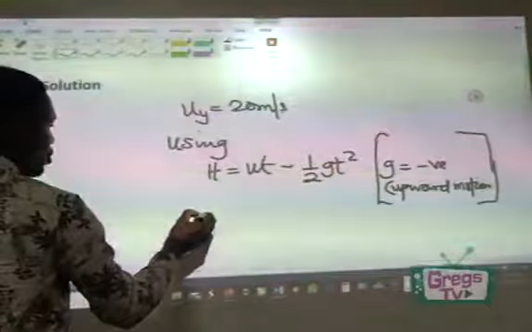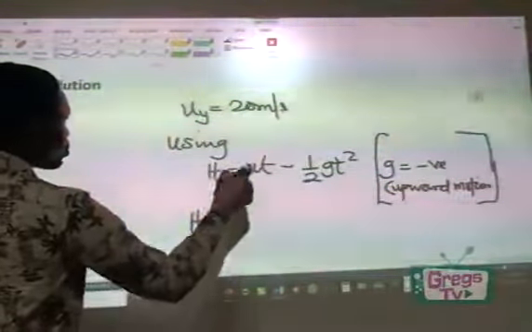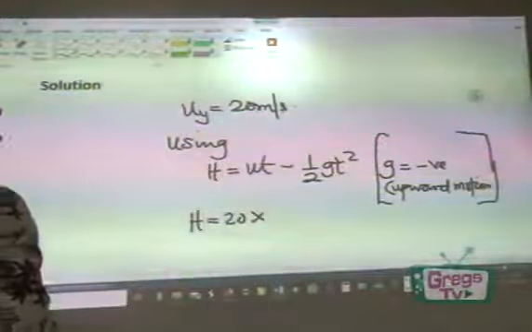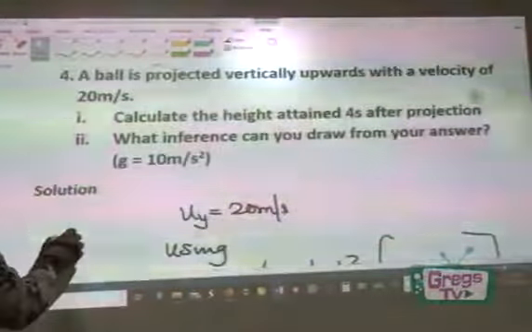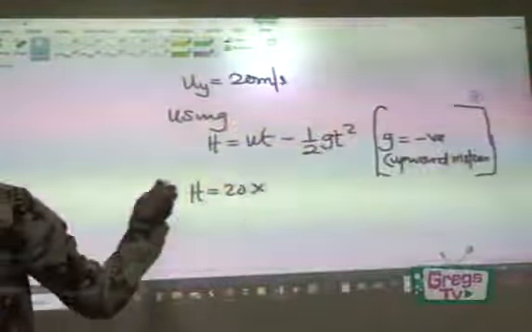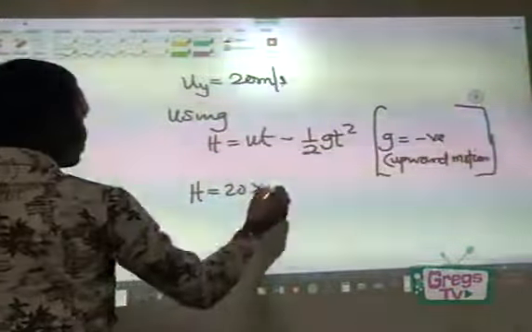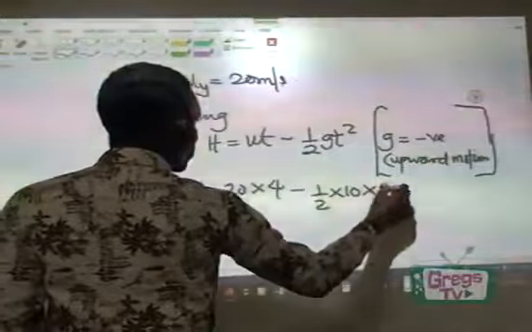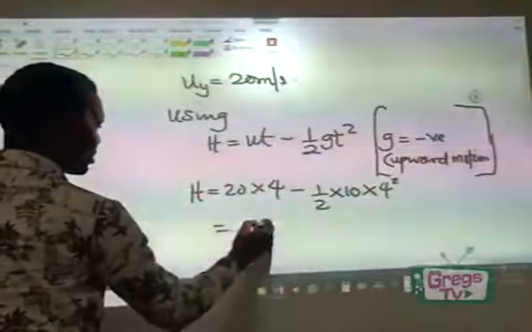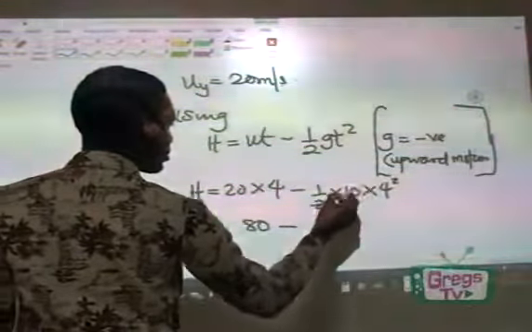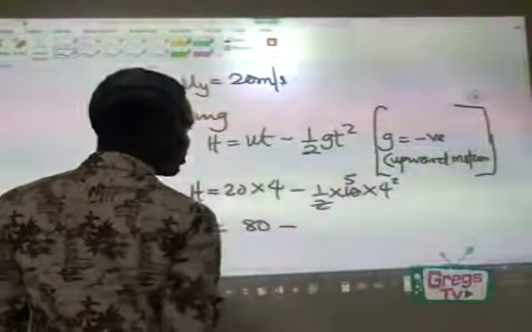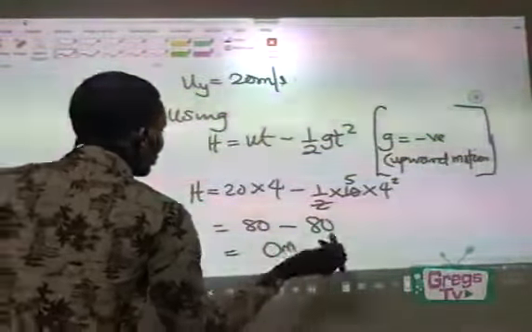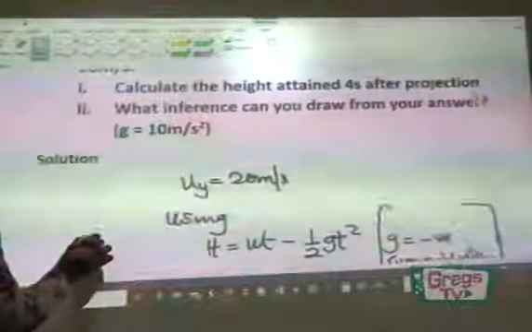So what will be my h? My h will be equal to u, which is 20, times time, which is 4 seconds, minus half times 10 times 4 raised to power 2. This is 80 minus 5 times 16, which is also 80. And that gives me 0 meters. So that's the answer to that.